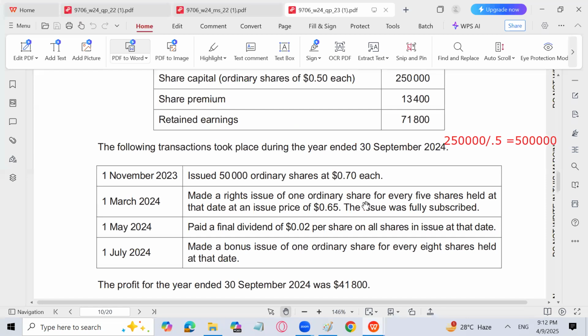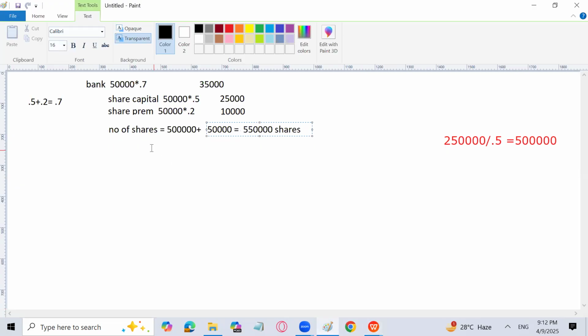Made a rights issue of one ordinary share for every 5 shares held at that date at an issue price of 0.65. So the quota system is 5:1. Let's do that. So the number of right shares is 5,50,000 divided by 5 multiplied by 1.